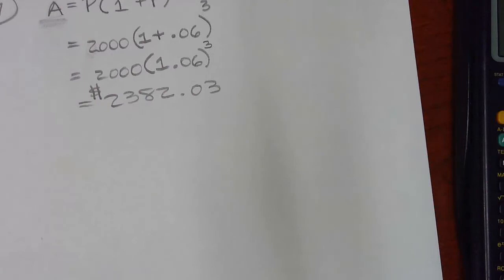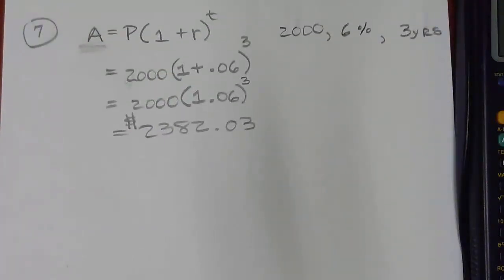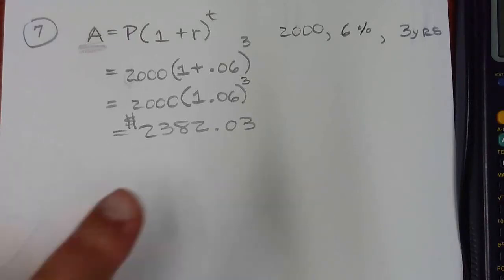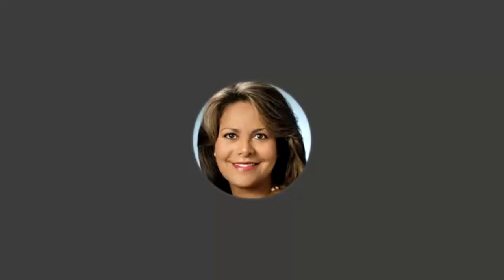So the simple interest one, which was problem number 6, after 3 years, I think it had 2,360. And this one has slightly more because compound interest accounts grow more rapidly than a simple interest account. So that's why you end up having more money by the second and the third year and every year after that. Okay, moving on.